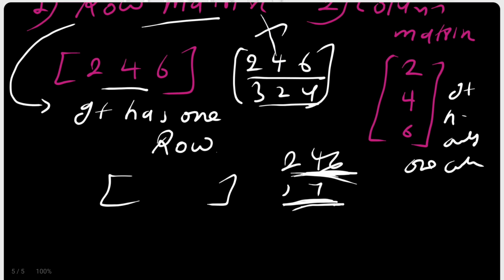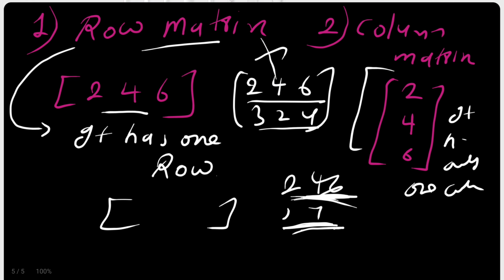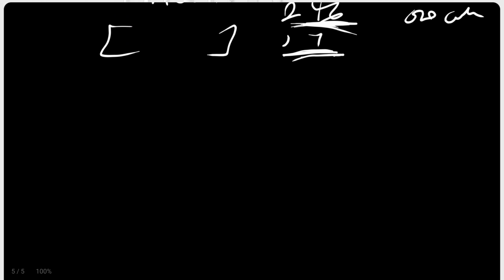Row matrix means single row. Column matrix means it has only one single column. Okay, is it clear? You have to be clear on this. Don't just go through it as I am telling you, or you are going to get confused.